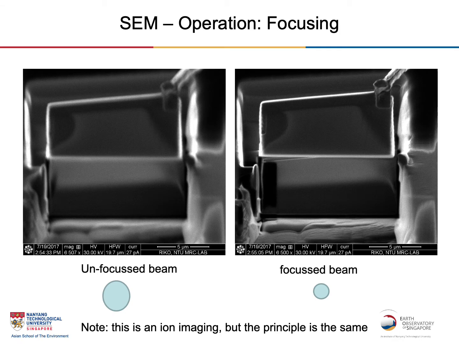Now the other aspect of SEM operation is focusing. Focusing basically is getting the electron beam size as small as possible. So here is the comparison between different sizes of the beam. The one on the left is a relatively bigger beam compared to the right, and as a result we can see more focused detail on the image on the right. So one of the features of the SEM is to get the beam as small as possible.